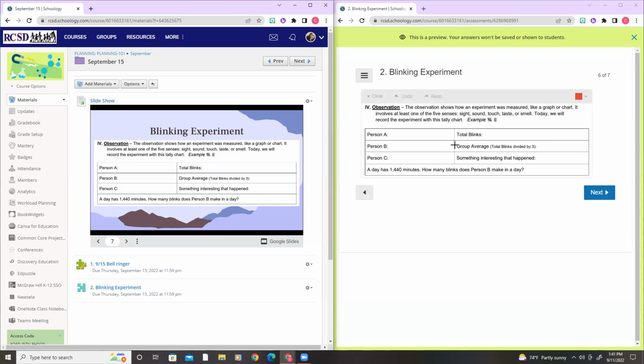So person A, you don't have to write their name there. Maybe they blink 4 times in 1 minute. Maybe person B blinks 3 times in a minute. And maybe person C blinks 5 times in a minute. Then we're going to want to add them all together. So I've got 12 blinks here. Take the average and divide it by 3. So 12 divided by 3 is 4.